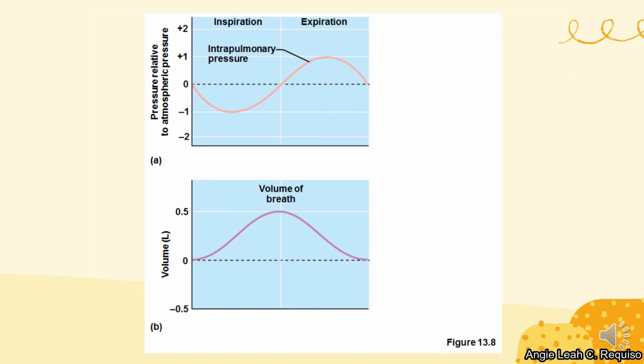So here is the figure of pressure relative to atmospheric pressure and the volume of breath during inspiration. As you can see, during inspiration, there is no intrapulmonary pressure, or we can say there is no force exerted by gases within the alveoli. So the volume of breath is 0.5.